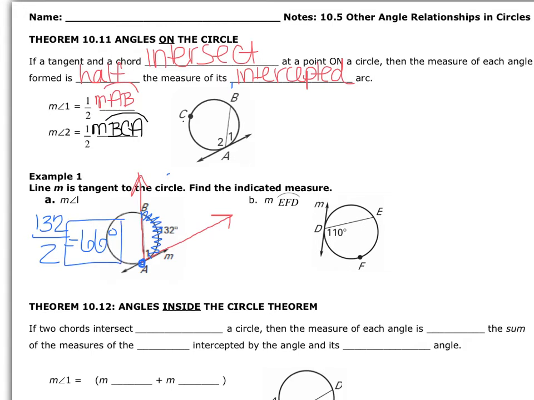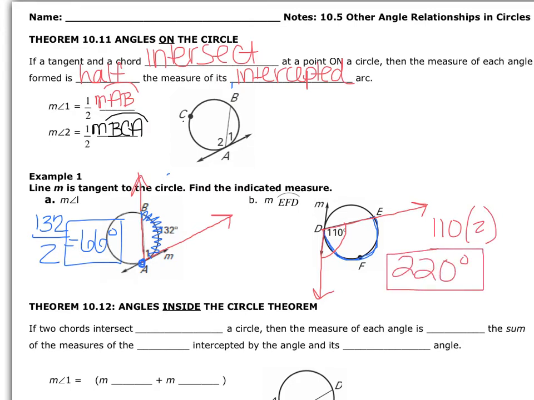In example B, they want us to find the measure of arc EFD. So that's this arc here, EFD. Well, if we look, it is in between this angle here. That whole entire angle is 110 degrees. The arc is bigger than the angle. So if this is the measure of the angle, you're going to multiply that by 2 to get the measure of your arc.